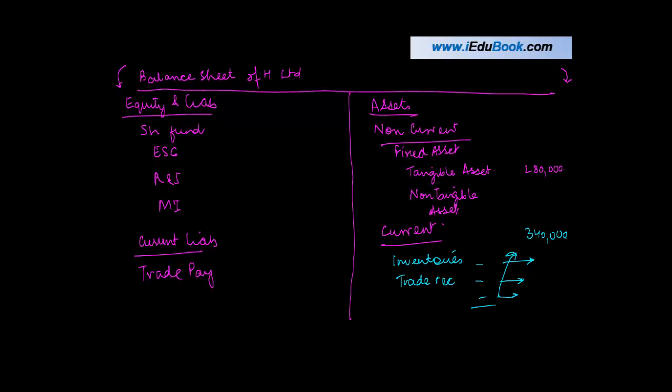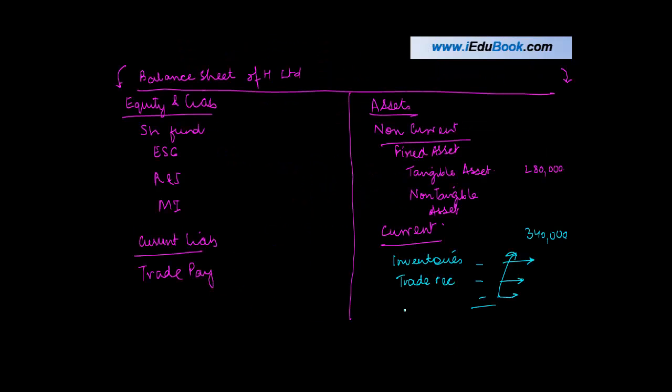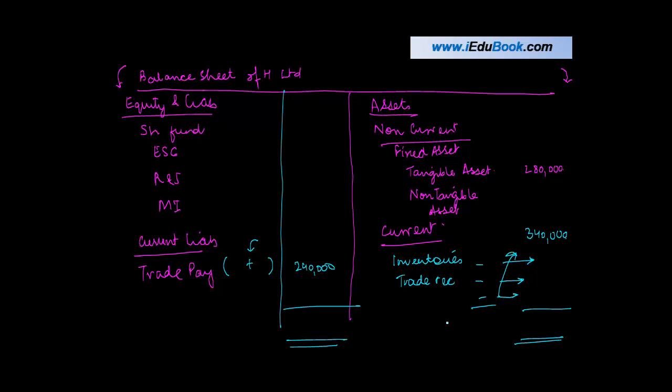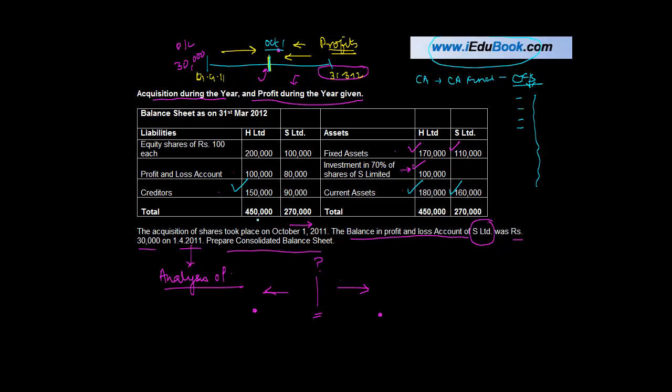Now moving on, what are the next things that I have? Creditors, 150 plus 90 gives me 240, 2,40,000 trade payables. Again, I am repeating, these additions have to be shown as a part of a separate schedule. I am not showing it because we are just dealing with a preliminary question. As we move on to the bigger one, we will see that as well. So these two are gone.